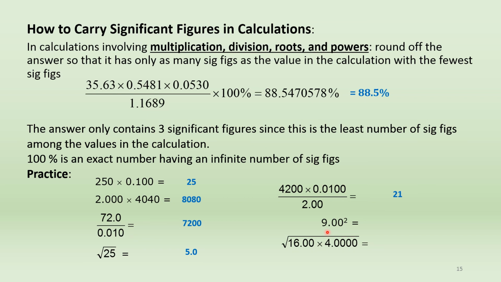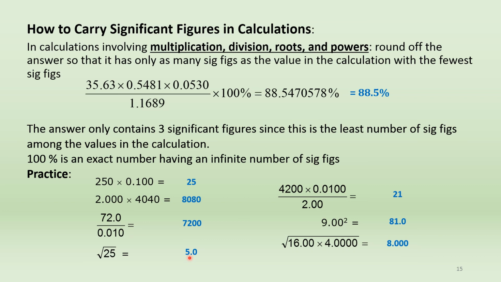9.00 has 3 sig figs. When we square it, we'll get 81.0, which has 3 sig figs. And finally, the square root of 16.00 times 4.0000, we have 4 sig figs as a minimum. So 4 times 16 is 64. The square root of that is 8. And so we'll have 8.000, which has 4 sig figs.